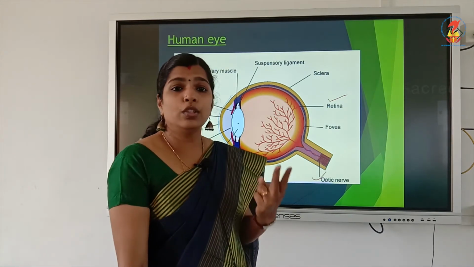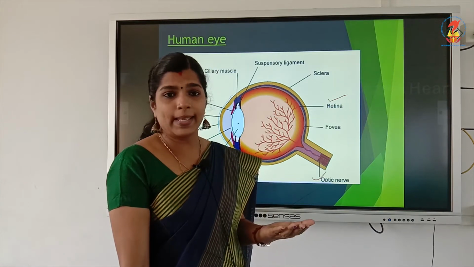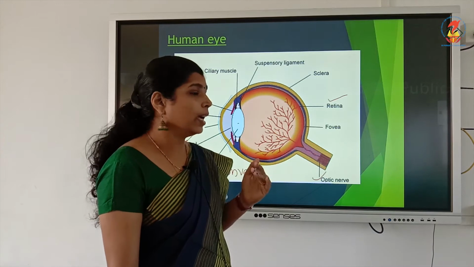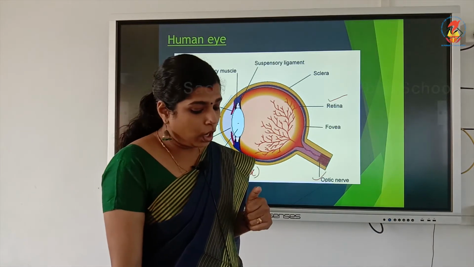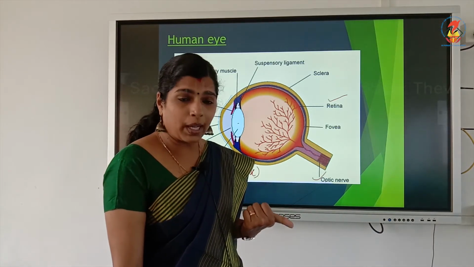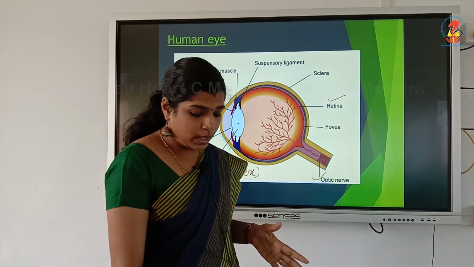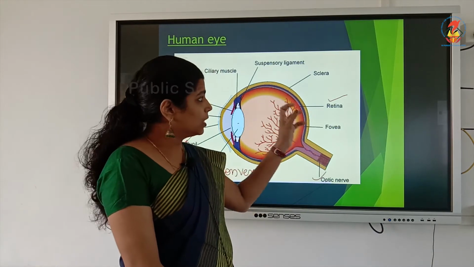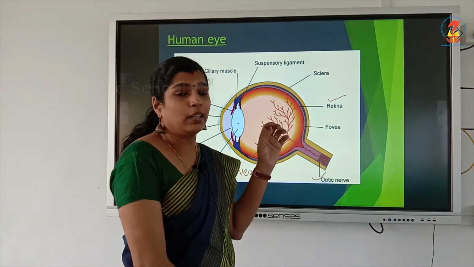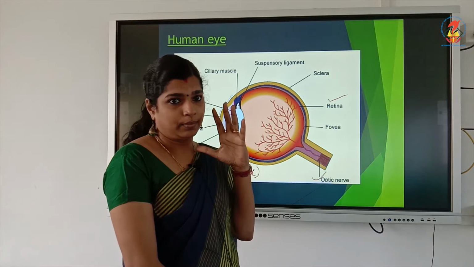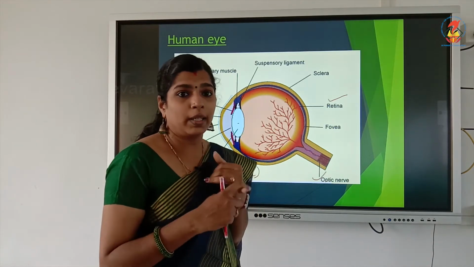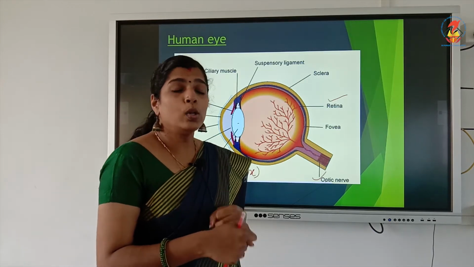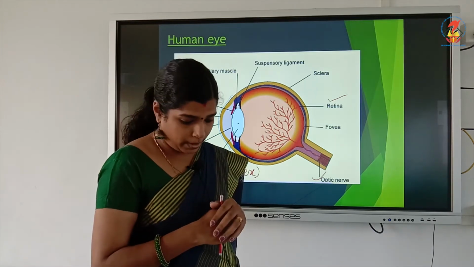There are two kinds of light sensitive cells on the retina, that is cone cells and rod cells. Cone cells are sensitive to bright light and also to colors. Rod cells are sensitive to dim light.